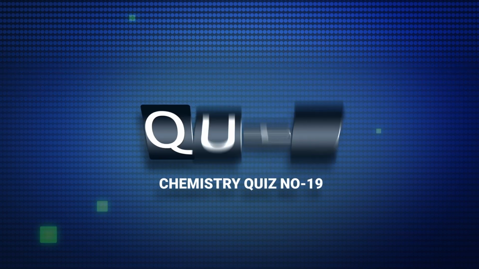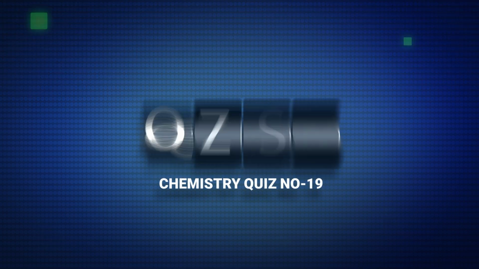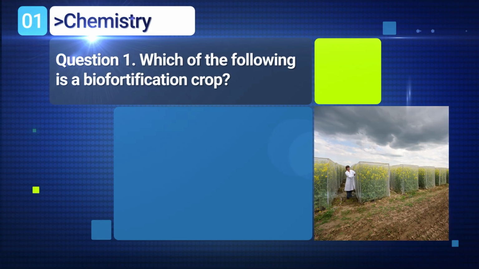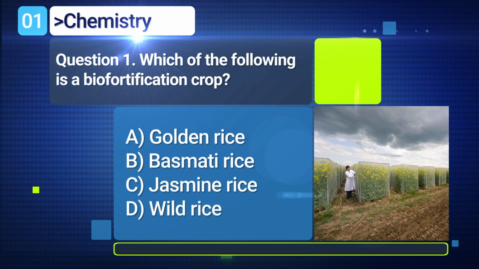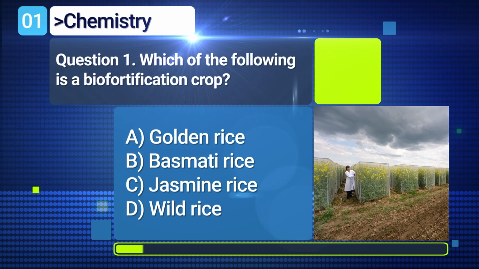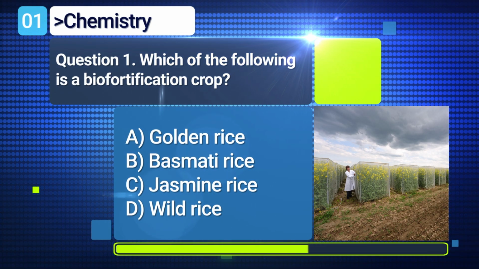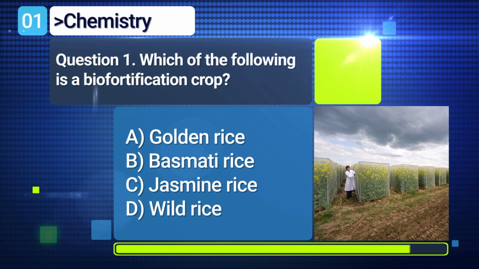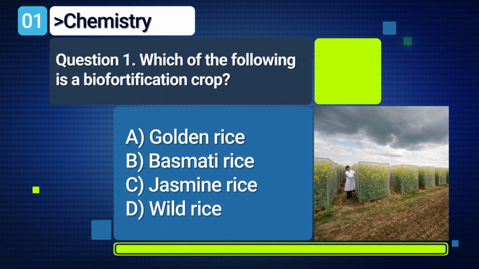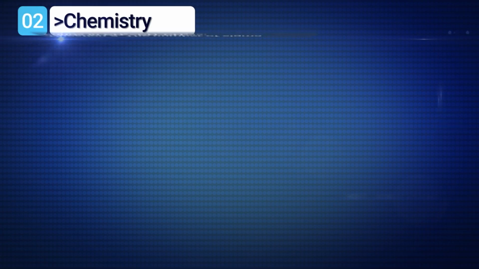U.S. School Chemistry Fundamentals Quiz, 19. Question 1. Which of the following is a biofortification crop? A. Golden rice. B. Basmati rice. C. Jasmine rice. D. Wild rice. Answer: A. Golden rice. Question 2.